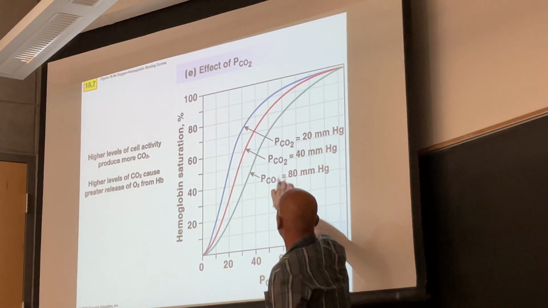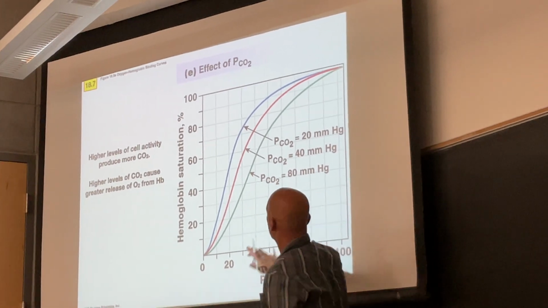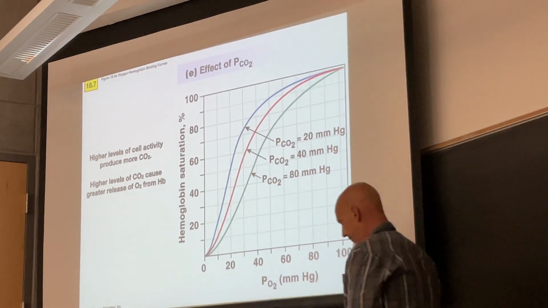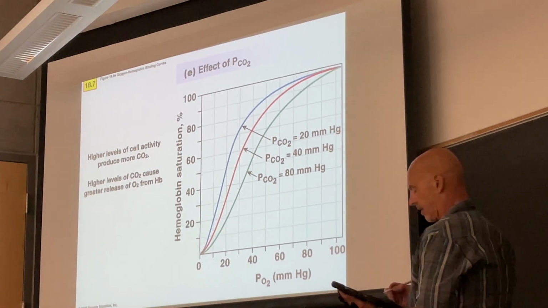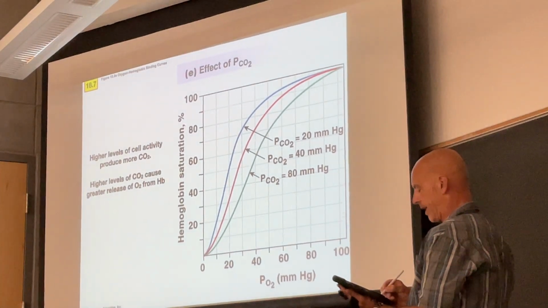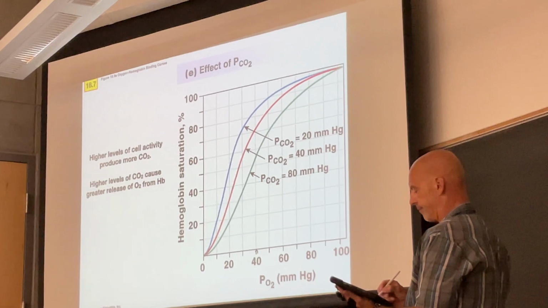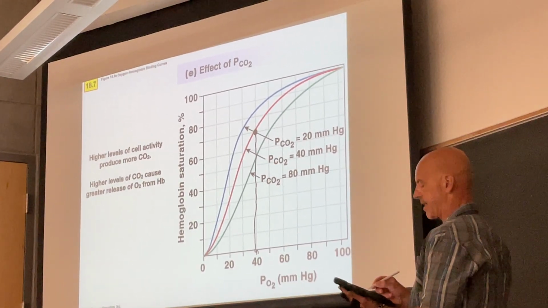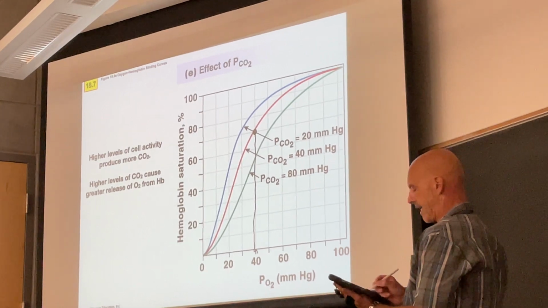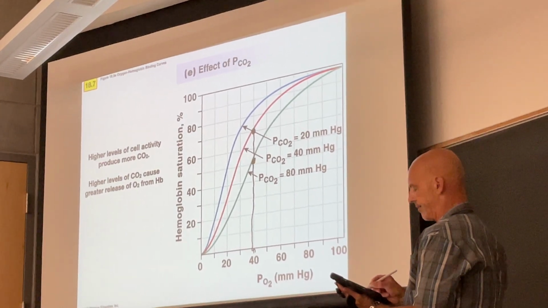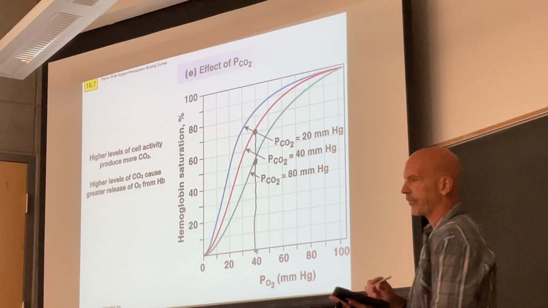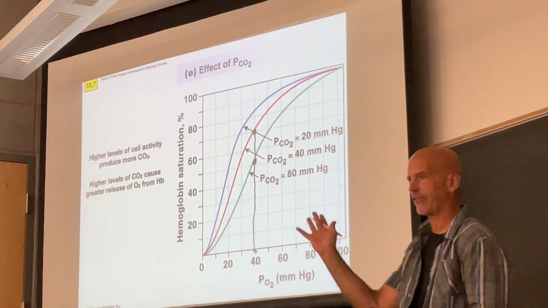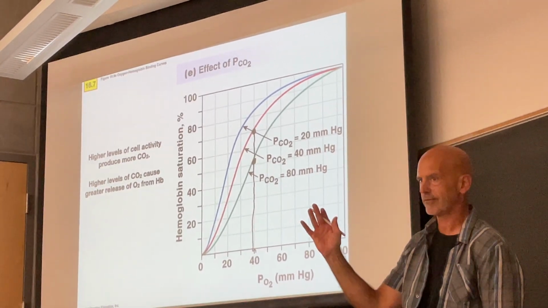And if there's a lot more CO2, that is the partial pressure is increased, we're going to shift that to the right. Right? So if you look at, let's say at 40, the pressure is 40 over here, right? You are 70% saturated, right? Whereas at 80, right, you go down to about 50%, which means you're letting off more. Does everyone understand these kind of charts right there?